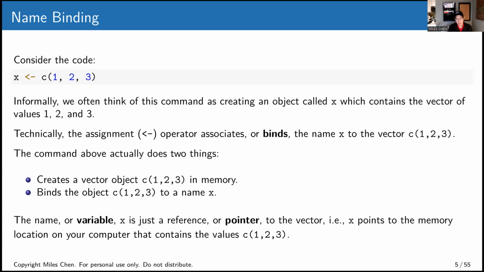And so inside your computer has memory, right? And it is creating this object with the values 1, 2, 3 somewhere in memory. And that object has a memory address location. And then the name X is a reference to that location in memory. So the name or the variable is a reference or pointer to that vector, and X points to the memory location that contains the value 1, 2, 3.